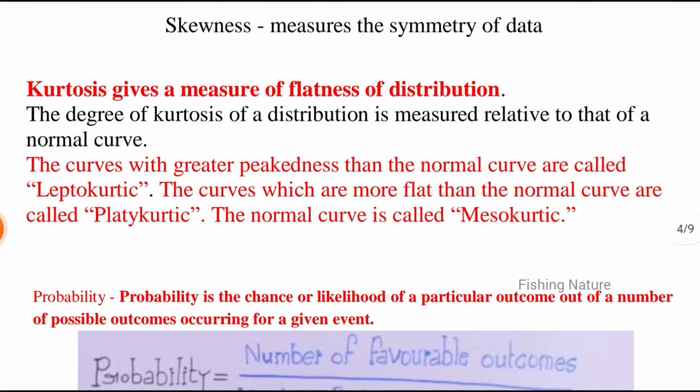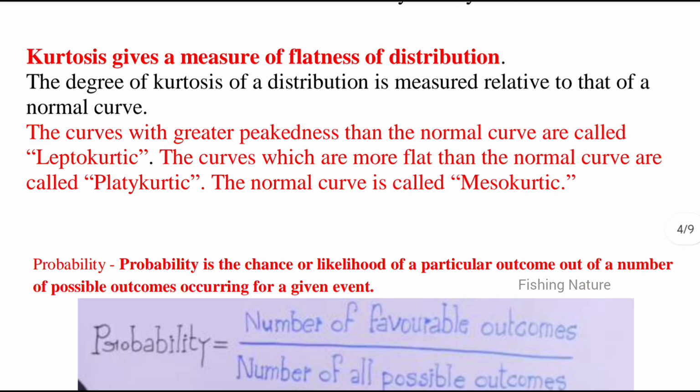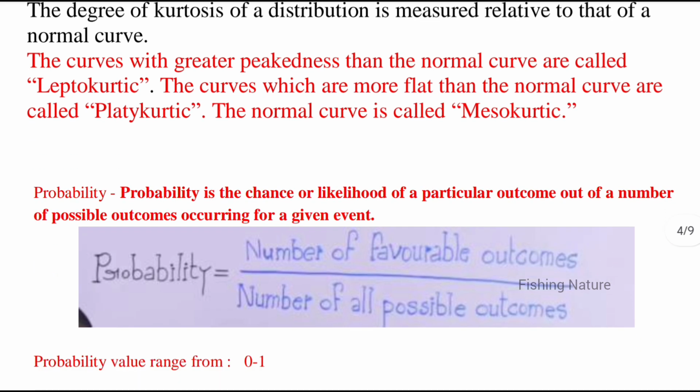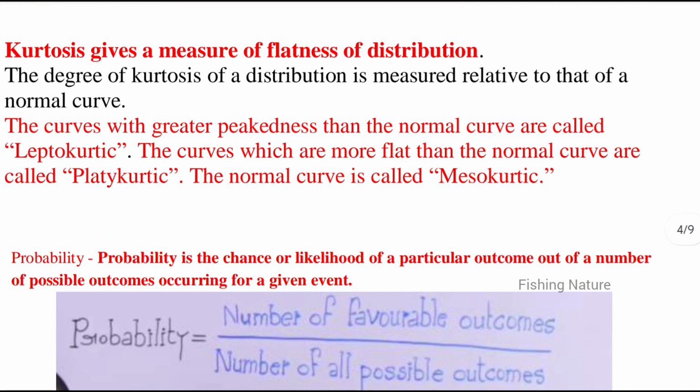Kurtosis is a measure of flatness of distribution. The degree of kurtosis of a distribution is measured relative to that of a normal curve. The curves with greater peakedness than the normal curve are leptokurtic, and the curves that are more flat than the normal curve are platykurtic.